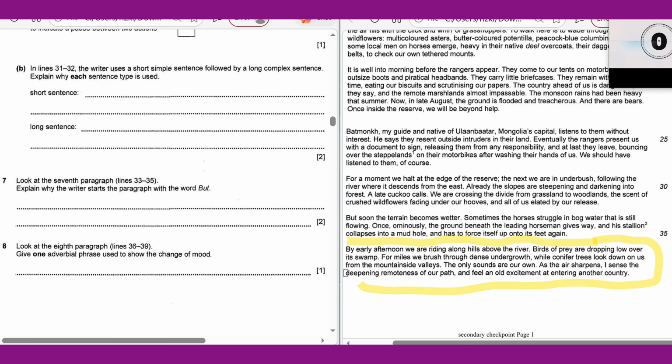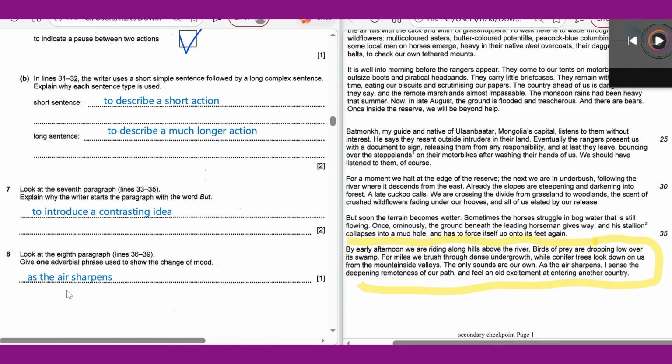Okay, are you guys done with your answer? Let's take a look. The answer is "as the air sharpens". That is the adverbial phrase used to show the change of moods. "I sense the deepening remoteness of our path." So that is the only answer.